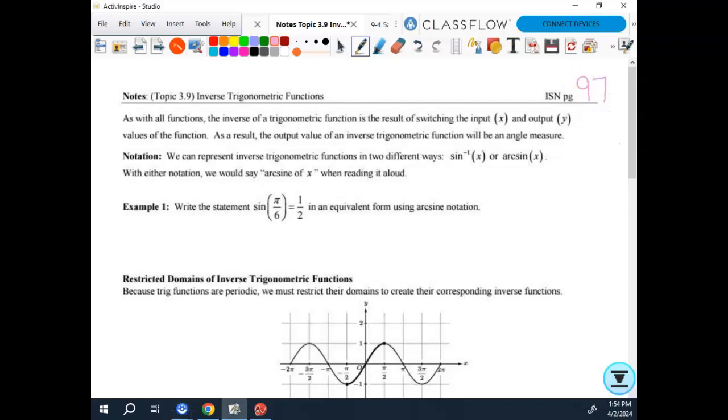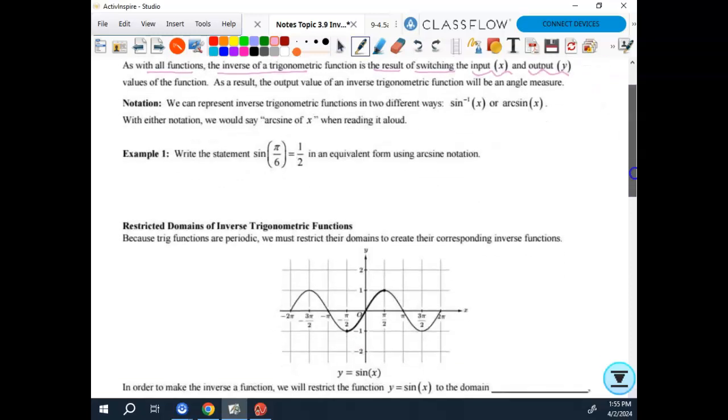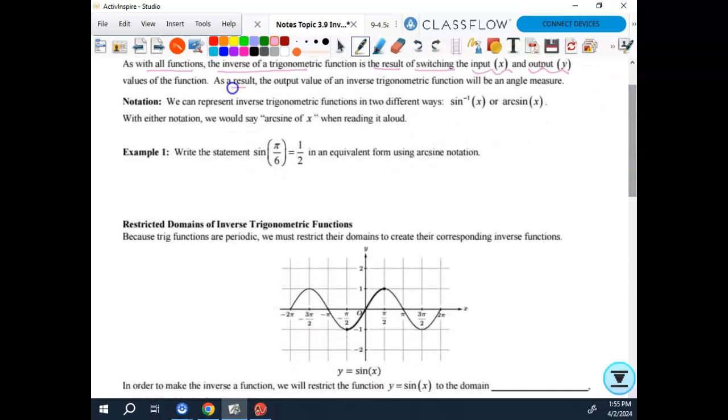So we're looking at inverse trig functions. Just like every other function that we did, we have inverses, right? And as with all functions, the inverse of a trig function is the result of switching the input and the output, right? You exchange x and y. That's what happens. So as a result, the output value of an inverse trig function will be an angle measure.